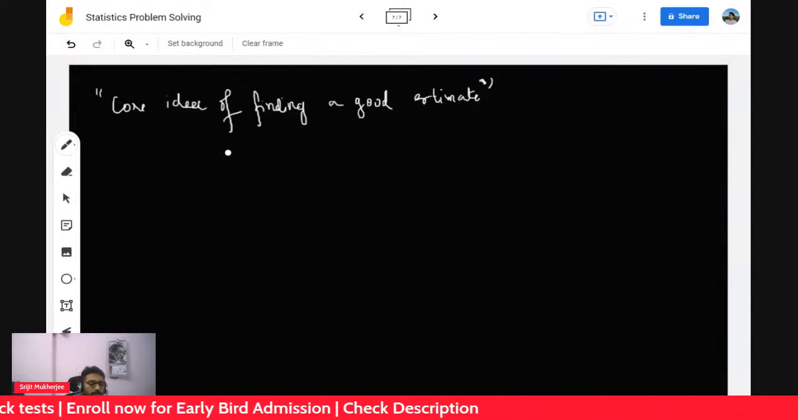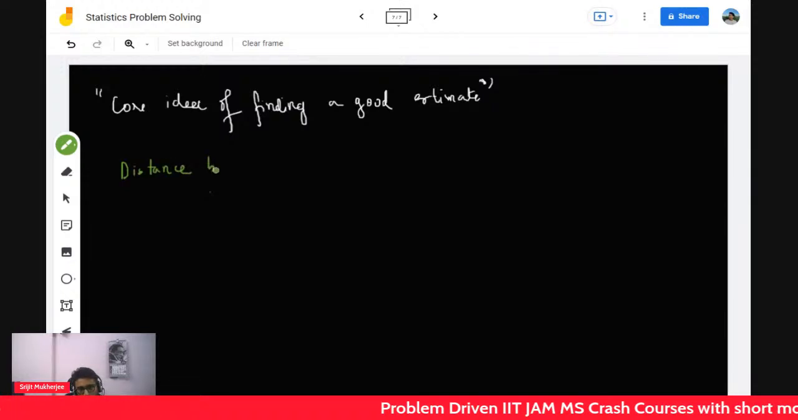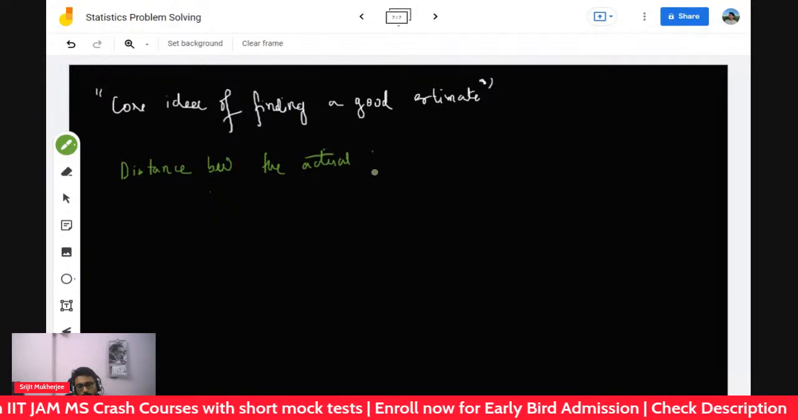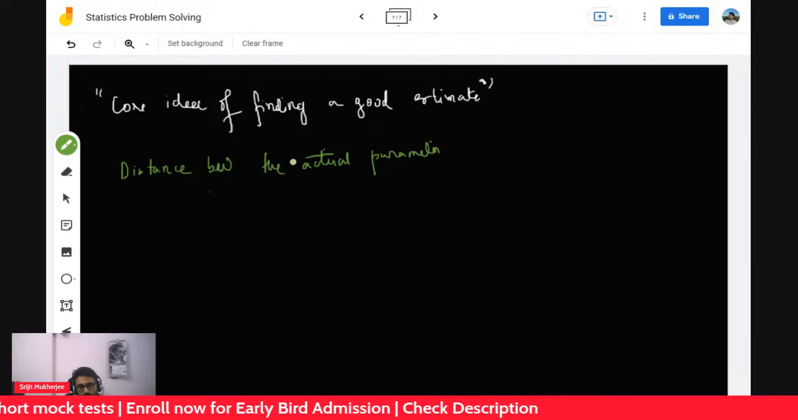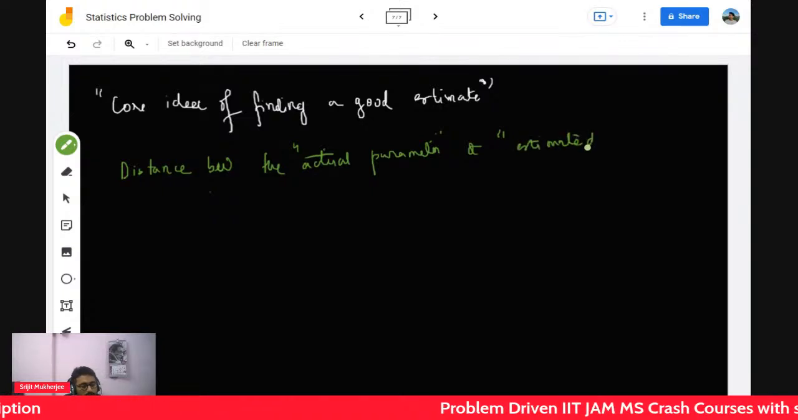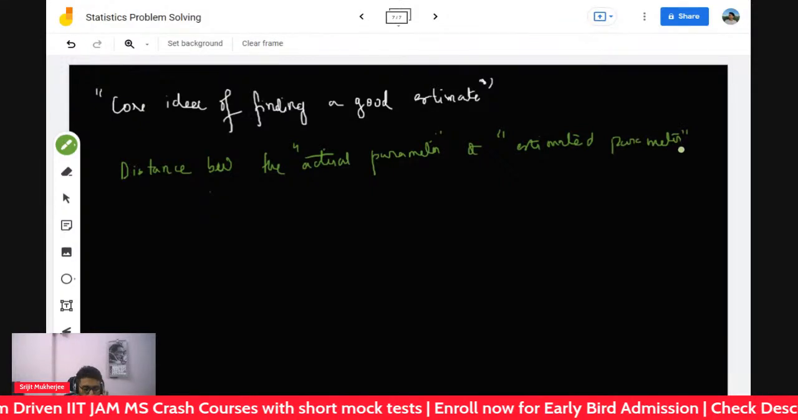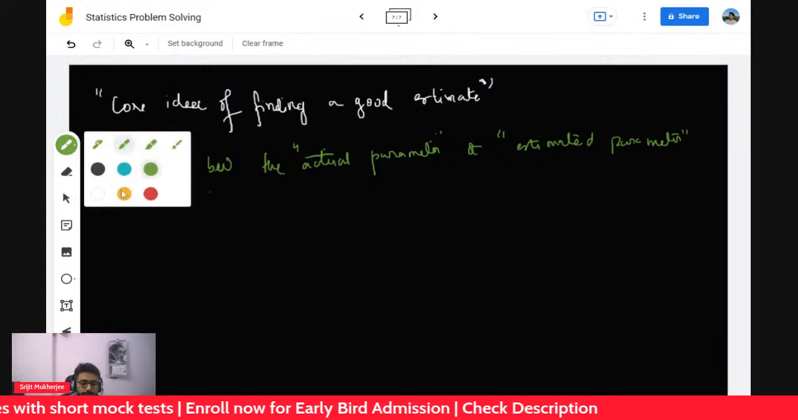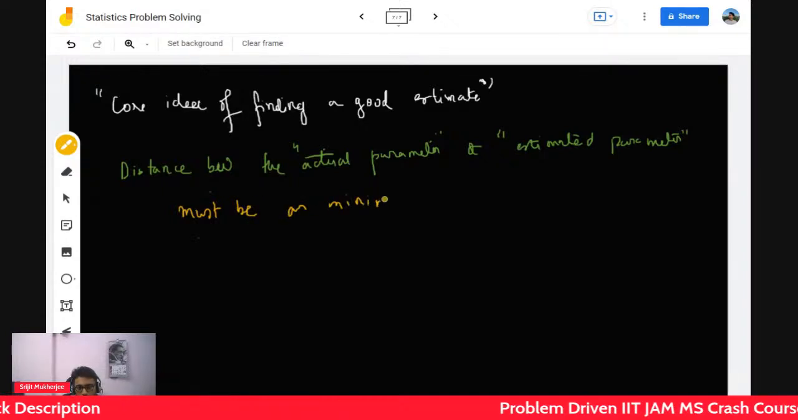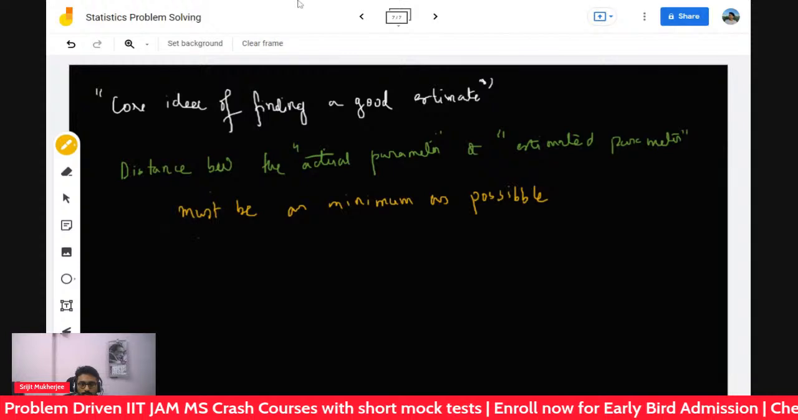What is the core idea? The core idea is that, in some sense, the distance between the actual parameter and the estimated parameter must be as minimum as possible, right? This is the core idea.